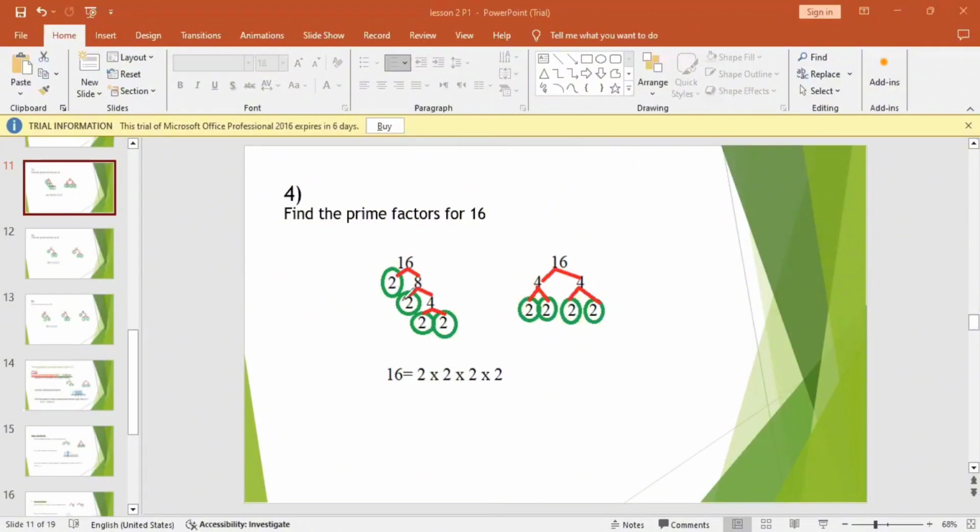2 is a prime number. Now let's go to 4. I can get it by multiplying 2 by 2. So to get 16, I have to multiply 2 times 2 times 2 times 2.